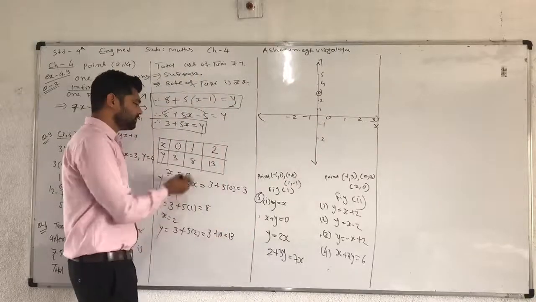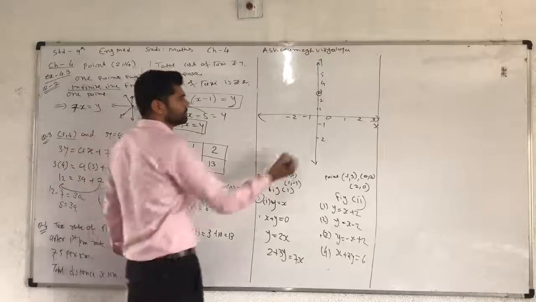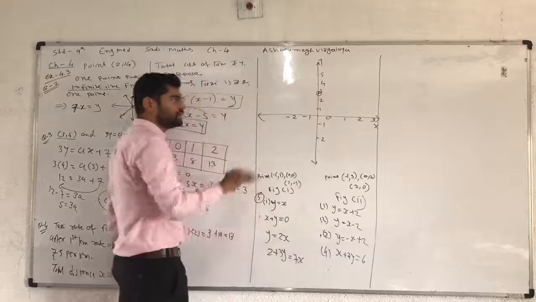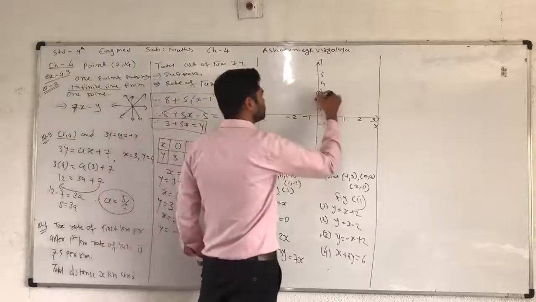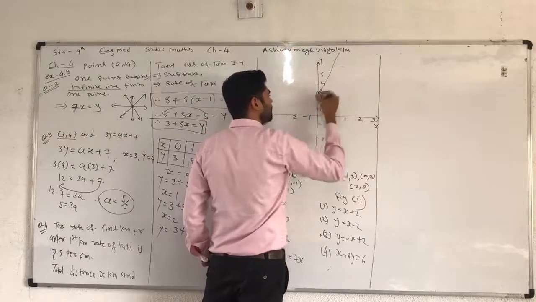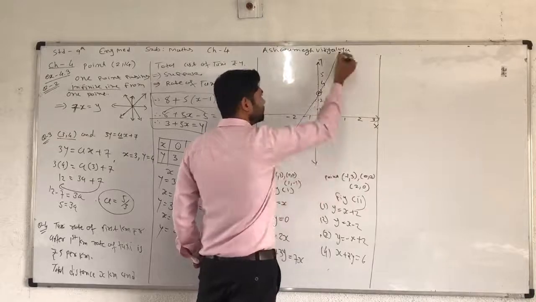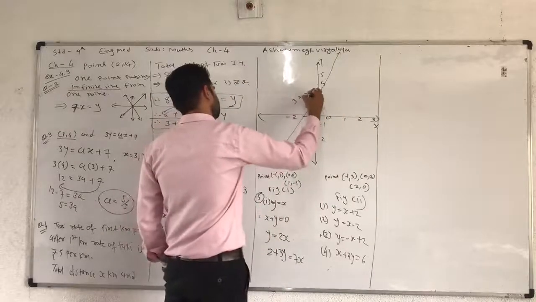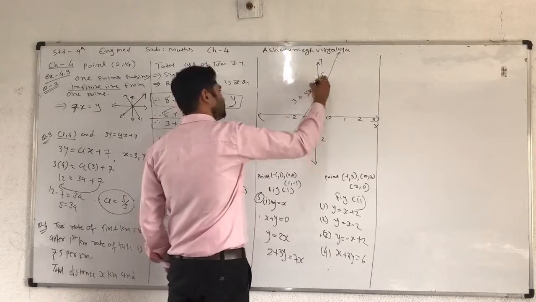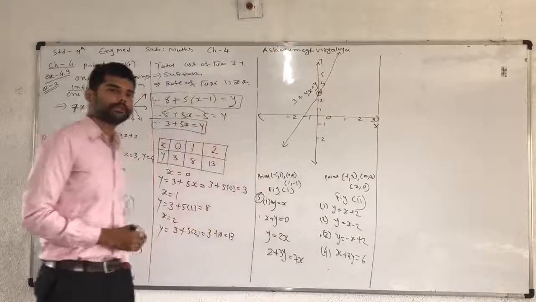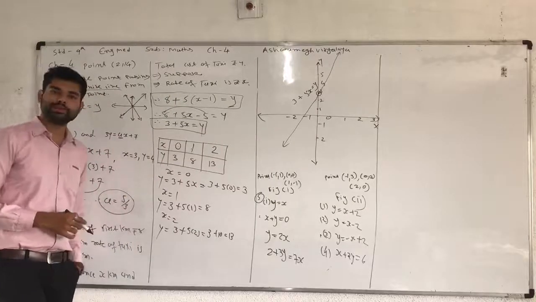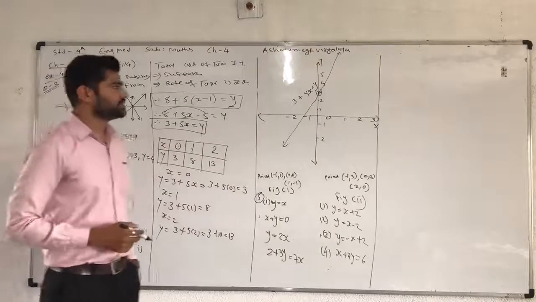Now x axis is 1, y is equal to 8. So x equal to 1, y equal to 8. After this point, complete the line. This type of line can be represented here. So the line is y equal to 3 plus 5x, graphically represented on the x axis and y axis.